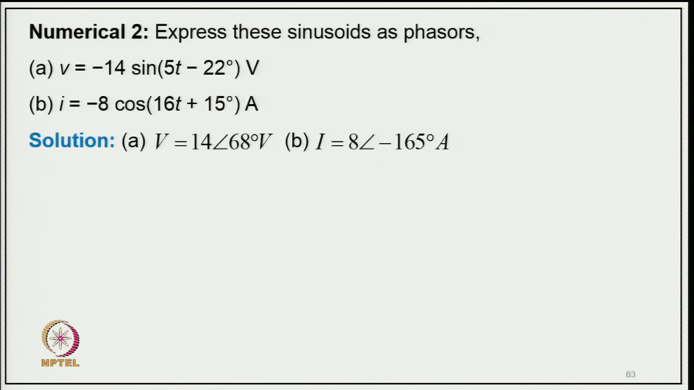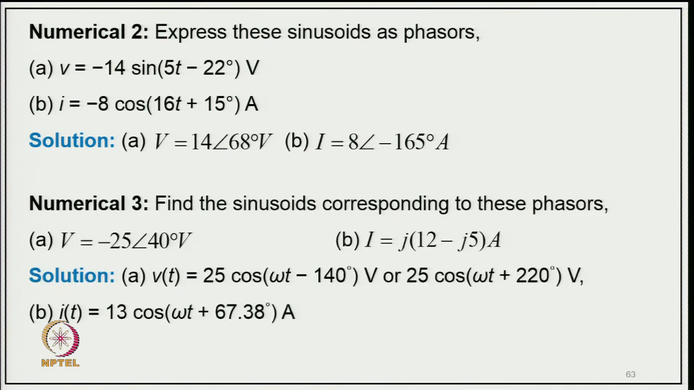For the second numerical, express the sinusoids as phasors: v = -14 sin(5t - 22°) V and i = -8 cos(60t + 15°) A. The solution is V = 14 ∠68° V, and I = 8 ∠-165° A, that is, 165 degrees.